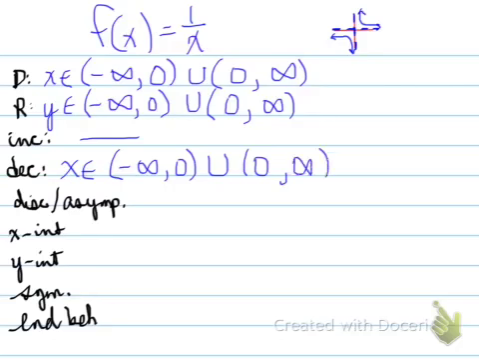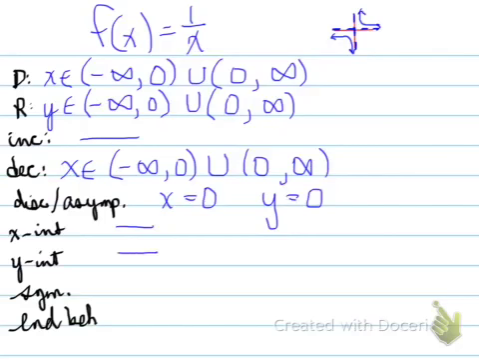Now, asymptotes, we can clearly see that there's an asymptote at x equals 0, which is the vertical asymptote, and y equals 0, which is the horizontal asymptote. X-intercepts, there are none because there are asymptotes on both the x and y axis.